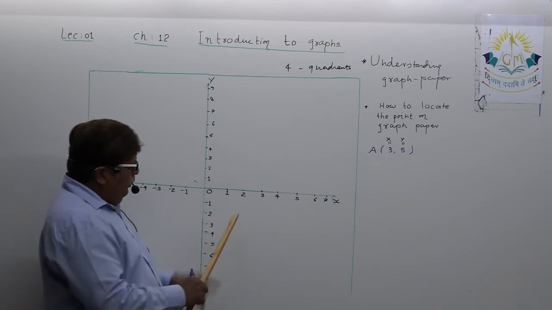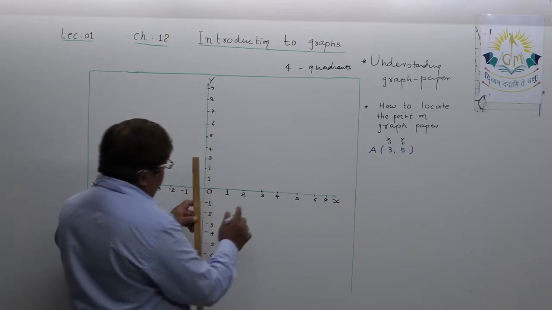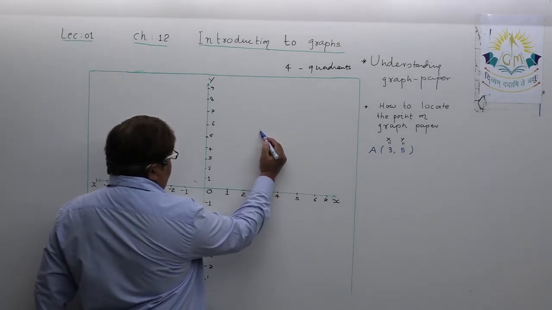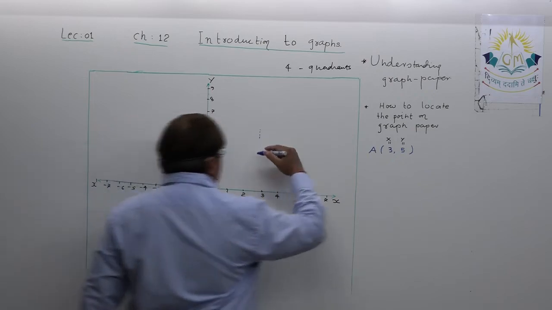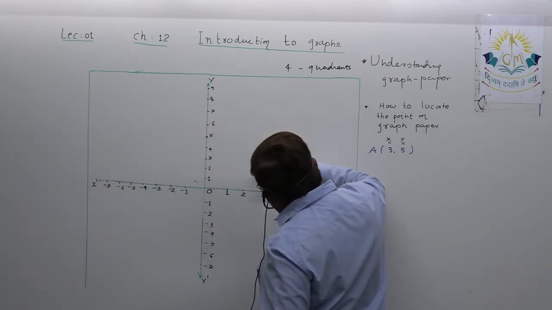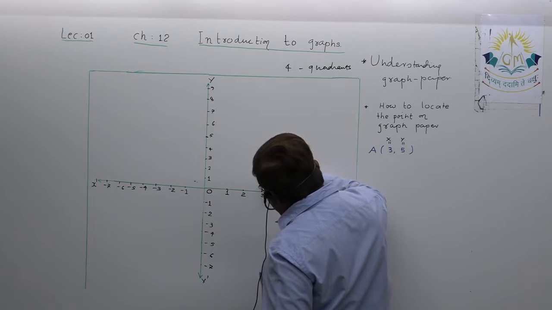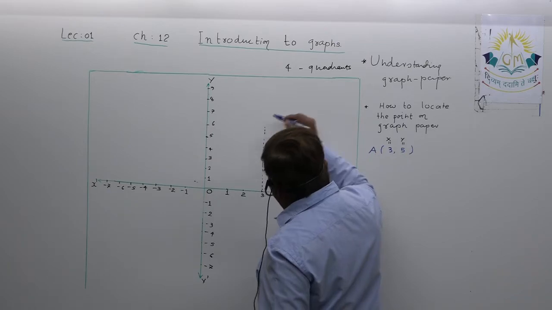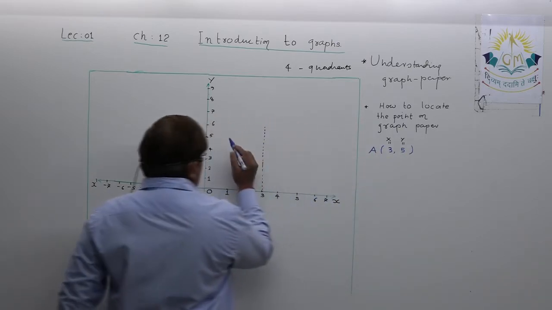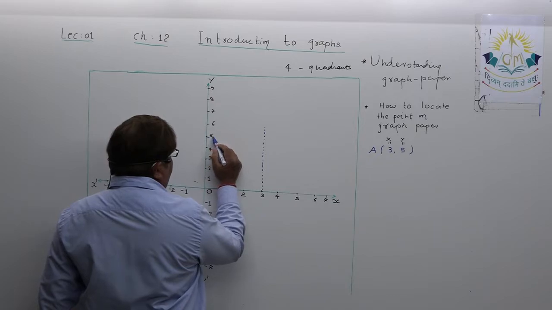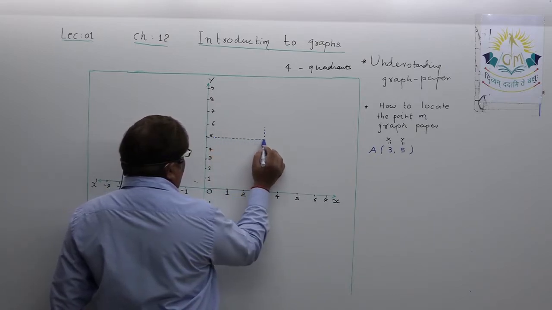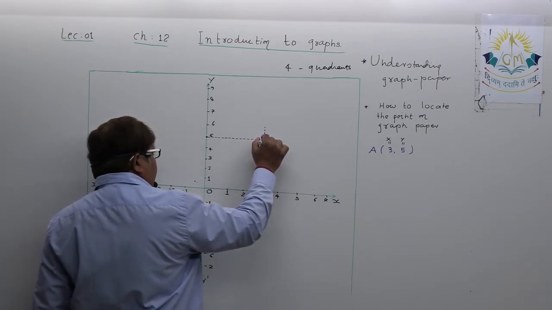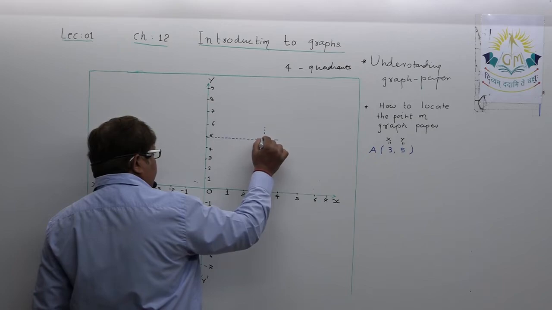Okay. Now from the x coordinate you have to draw one dotted line. Okay. See, I am drawing. You also please draw with me. From the x coordinate 3, draw one dotted line. Okay, dear student. And from y coordinate 5, also draw one dotted line. Both these dotted lines are intersecting here, you see.